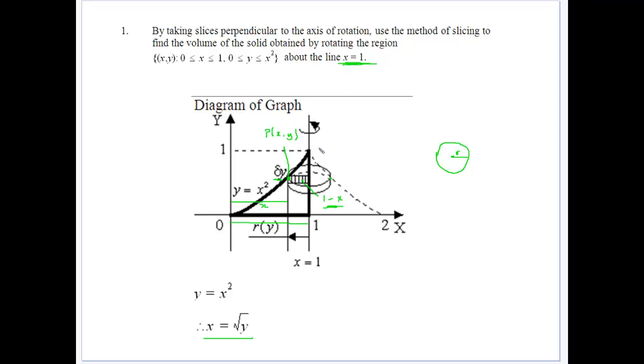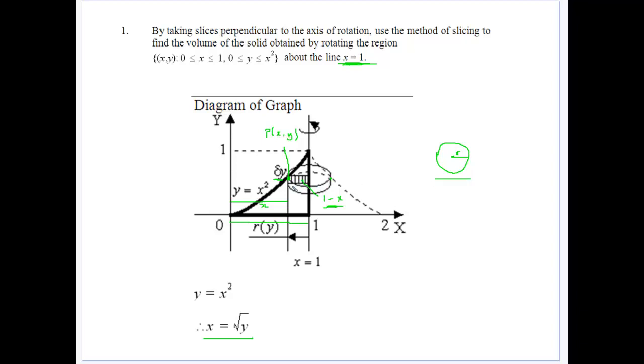With this one, what we want to do is firstly notice where our thickness is going to be. Because we're rotating around x is equal to 1, our thickness is going to be delta y. So we're going to end up integrating with respect to y. What we then want to do is get the area of our cylindrical disc.